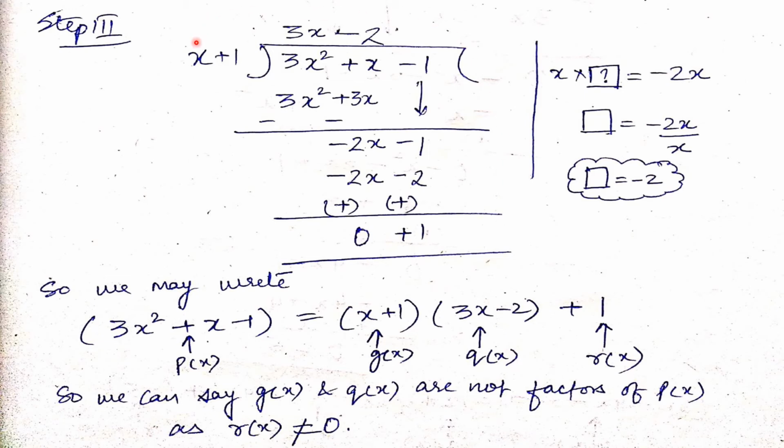Okay. Once you learn, you can do it very easily. For this, we will take some more examples. Don't worry. So we may write this dividend, that is 3x square plus x minus 1, as x plus 1 into 3x minus 2. What is 3x minus 2? It is our quotient, plus 1, which is our remainder. Have you got this? Okay. We can say, seeing this division, that gx and qx are not factors of px, for the simple reason that rx is not equal to 0.